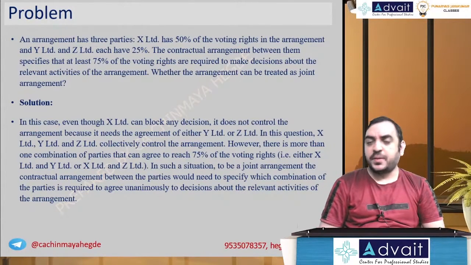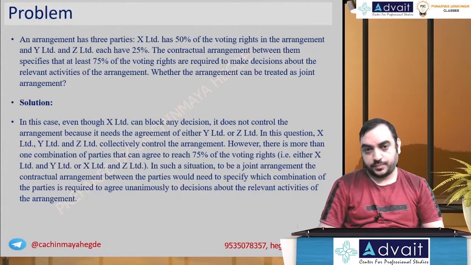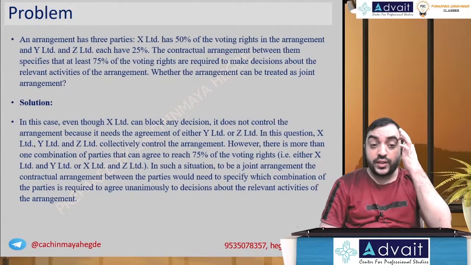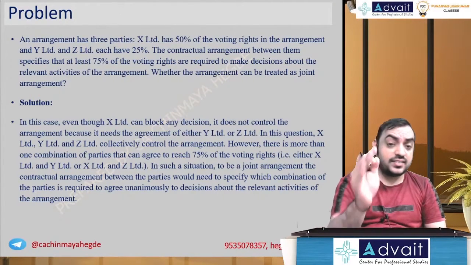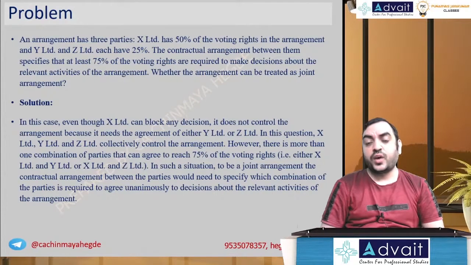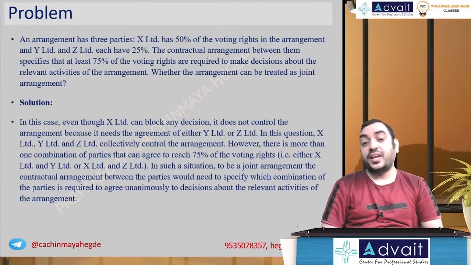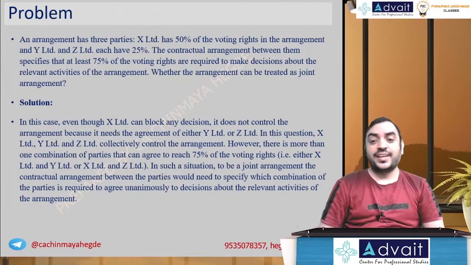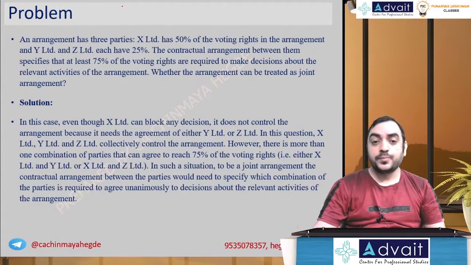An arrangement has three parties. X Limited has 50% of the voting rights in the arrangement. Y Limited and Z Limited have 25% each. The contractual arrangement between them specifies that at least 75% of the voting rights are required to make the decision about the relevant activities of the management. Whether the arrangement can be treated as a joint arrangement. So you have the arrangement as 50, 25, 25, and at least 75% is required.